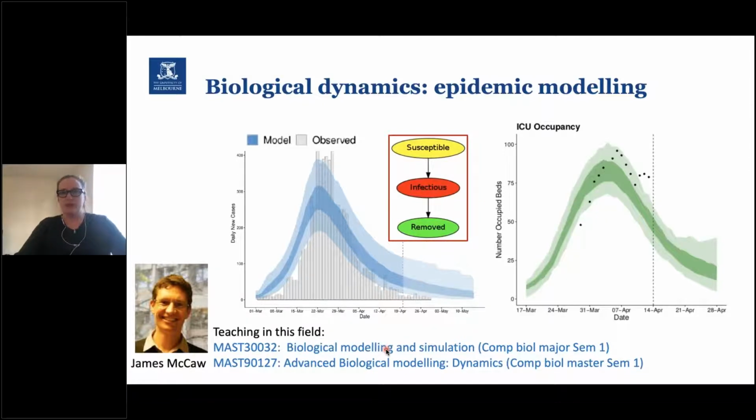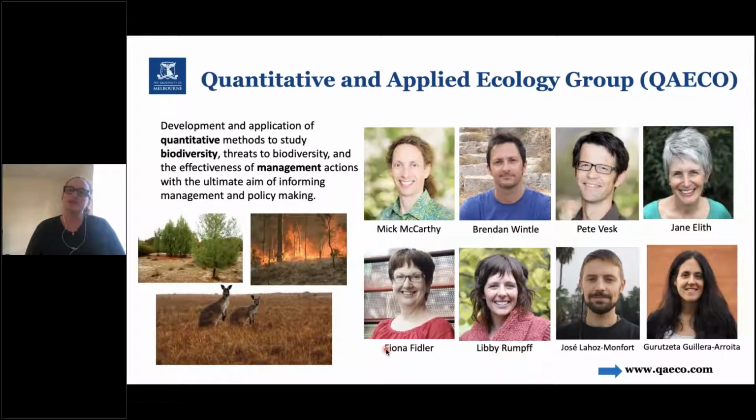So the third and final theme that I want to talk about was quantitative and applied ecology, which is led by a group called QAECO within the School of Biosciences. What QAECO does is look at the application of quantitative techniques, so maths and statistics, to problems in ecology. The idea here is that the group is focusing on biodiversity, threats to biodiversity, but also how they can optimize management actions with the aim of informing policies and management strategies. QAECO consists of a group of 8 group leaders, and I'll just talk about a little bit of their work now.